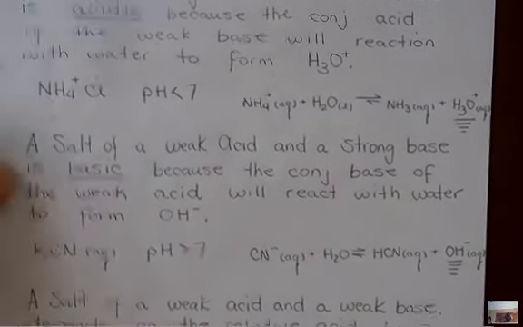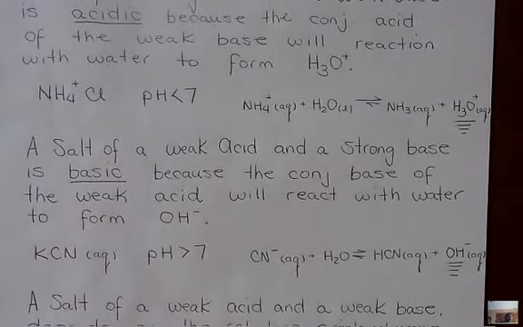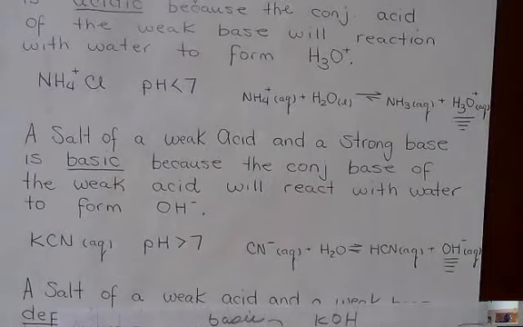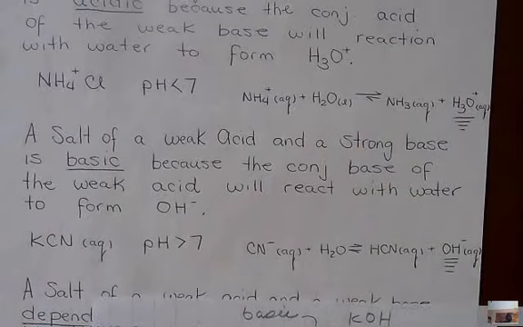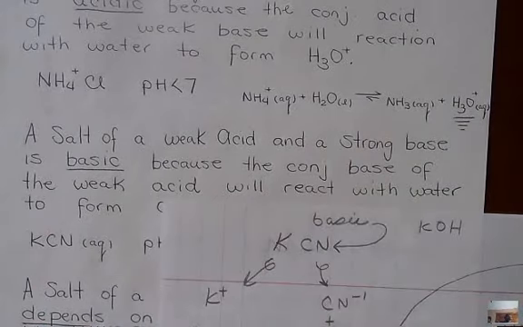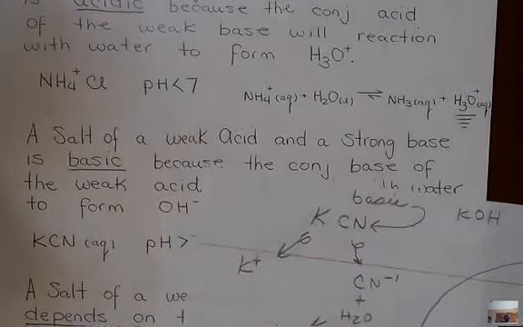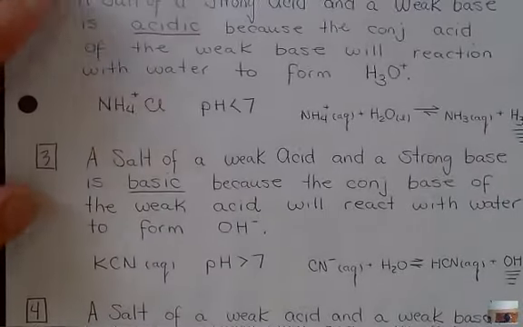Okay, so read number 3 again. The salt of a weak acid, that's the HCN, and a strong base, KOH, is basic because the conjugate base of a weak acid will react with water to form hydroxide ions. So these are the two that you have that are hard to memorize, number 2 and number 3.